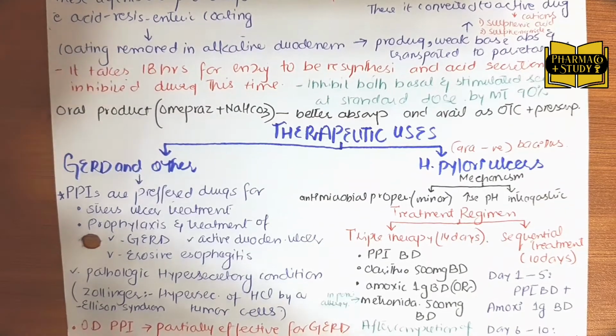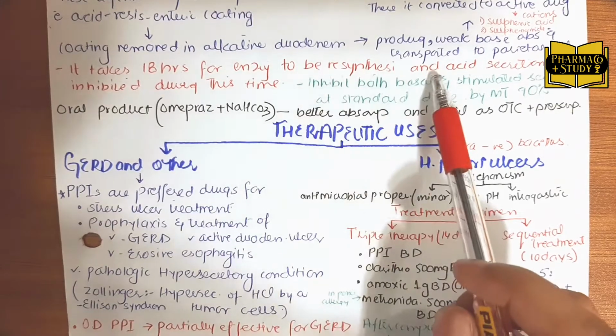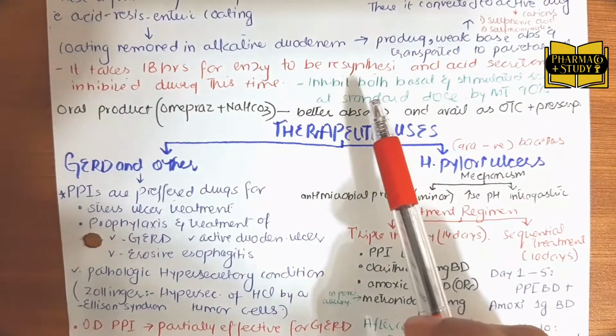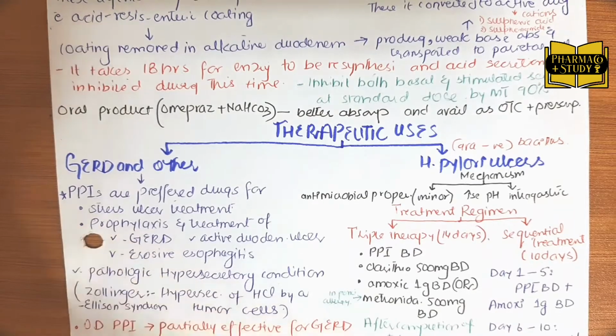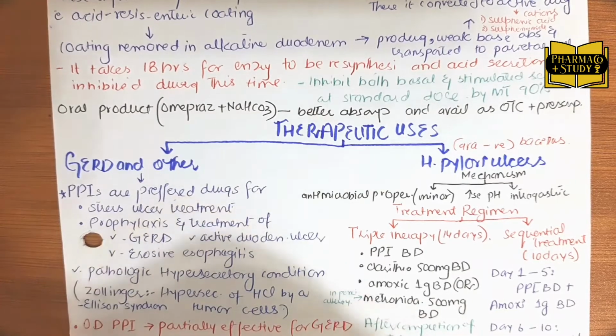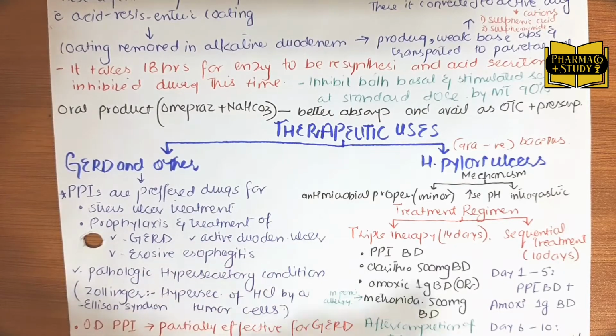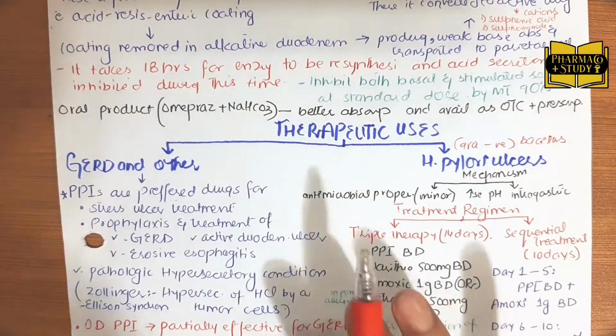of the acid secretion. Secondly, they inhibit both basal and stimulated secretion at the standard dose by more than 90%. And you all know that basal is the non-stimulated, and stimulated means that when you eat food, the acid secretion increases. So this is the stimulated secretion, and the basal secretion is that secretion when you have not taken any meal or any food, the normal secretion in the body, the normal HCl in the stomach. One very important point about this I will discuss in the kinetics.